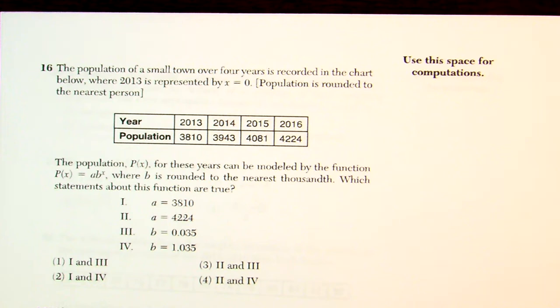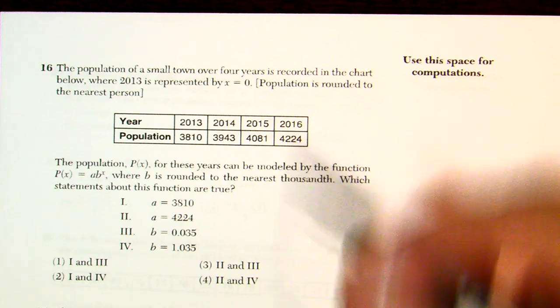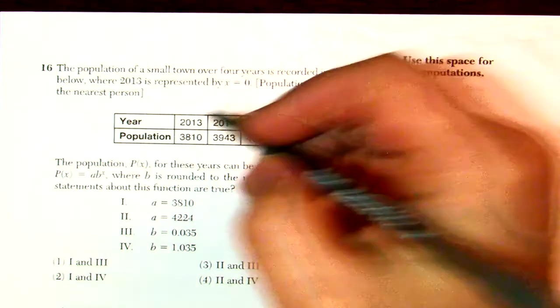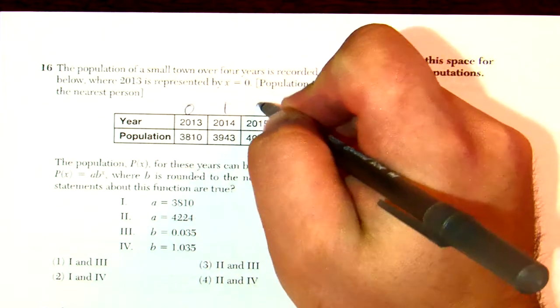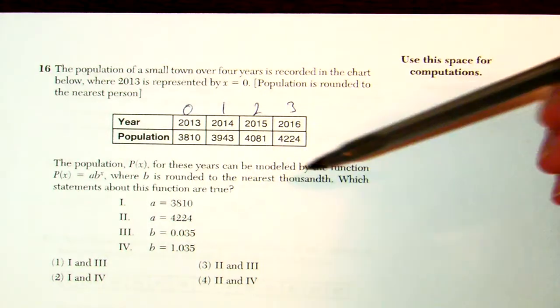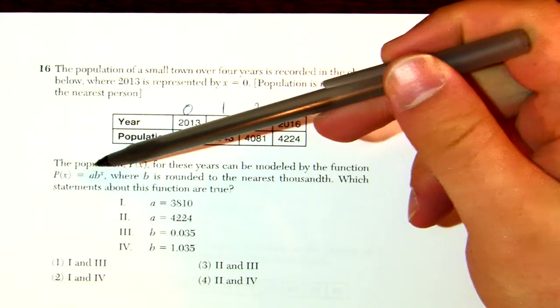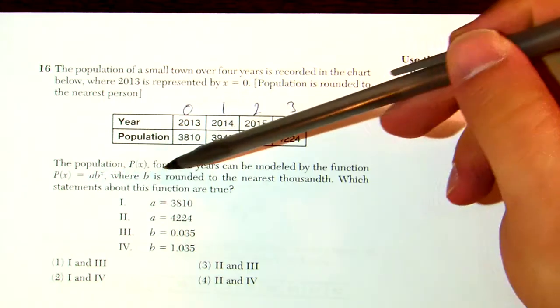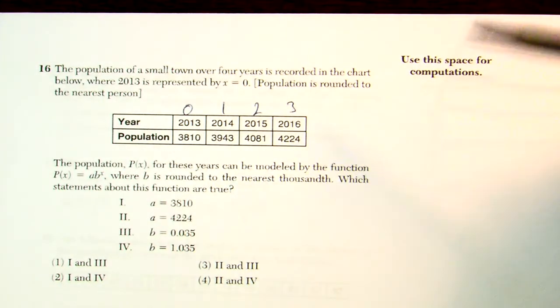Says the population of a small town over 4 years is recorded in the chart below, where 2013 is represented by x equals 0. Population is rounded to the nearest person. So if they tell me that 2013 is 0, then this will be 1, this will be 2, this will be 3. The population P of x for these years can be modeled by the function P of x equals a b to the x, where b is rounded to the nearest thousandth. Which statement is true about the function?